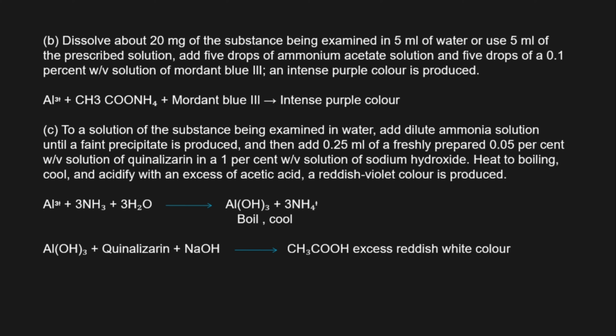The third identification test of aluminum is, to a solution of the substance being examined in water, add dilute ammonia solution until a faint precipitate is produced. Then add 0.25 ml of freshly prepared 0.05% weight by volume solution of quinalizarin in a 1% weight by volume solution of sodium hydroxide. Heat to boiling, cool and acidify with an excess of acetic acid. A reddish violet color is produced.